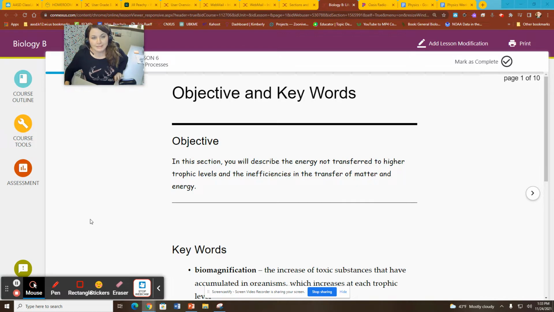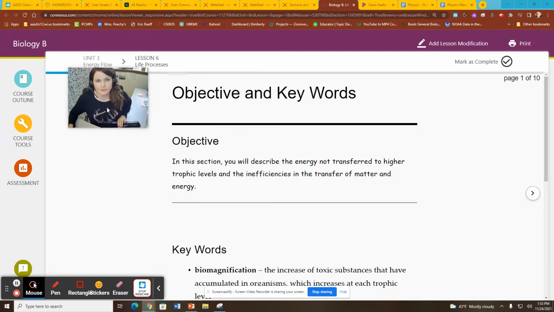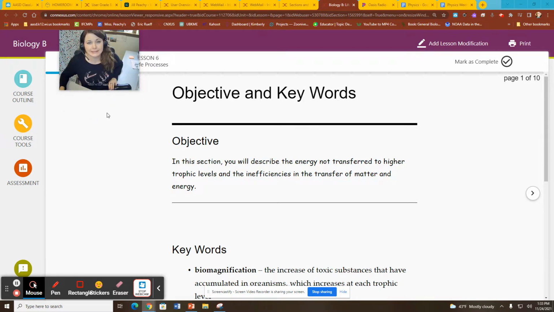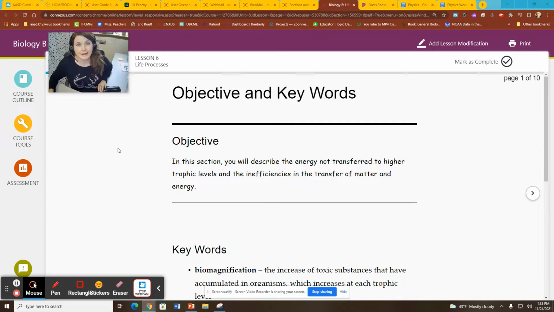We are looking at second semester biology B, which you guys know, of course. We are in unit 3, lesson 6, life processes. So that is the lesson we are on.